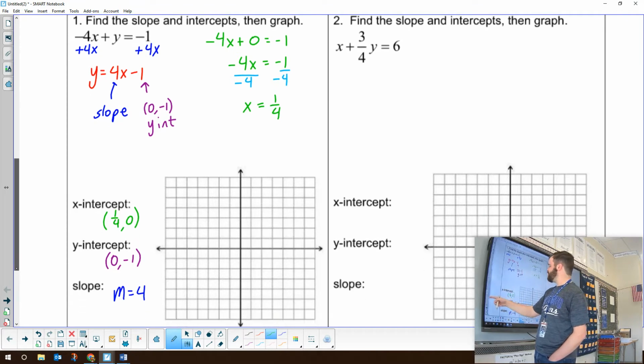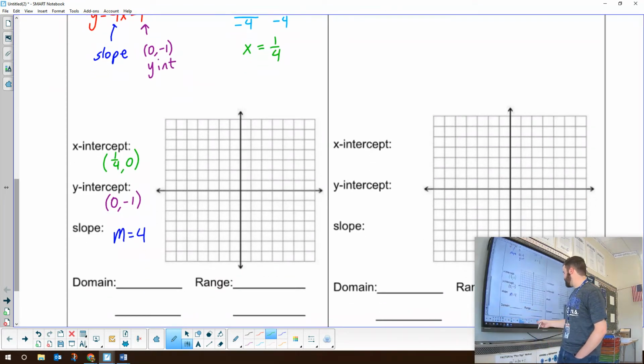So now let's graph this guy. To graph this guy, we're going to just put a point at my y-intercept at 0, negative 1. And then if I have a slope of 4, remember, that slope of 4 is like 4 over 1. That's just telling me how much we go up before we go over 1. Also, it's a positive slope. So a positive slope, when you read from left to right, goes up.